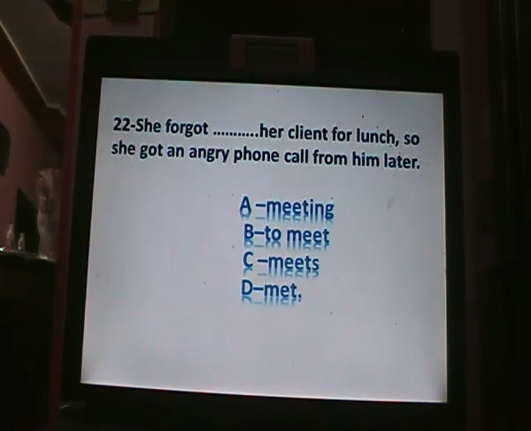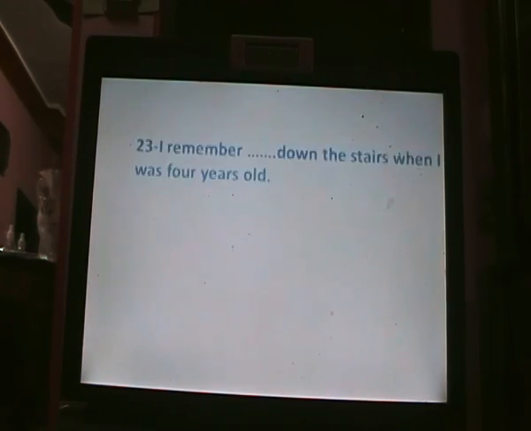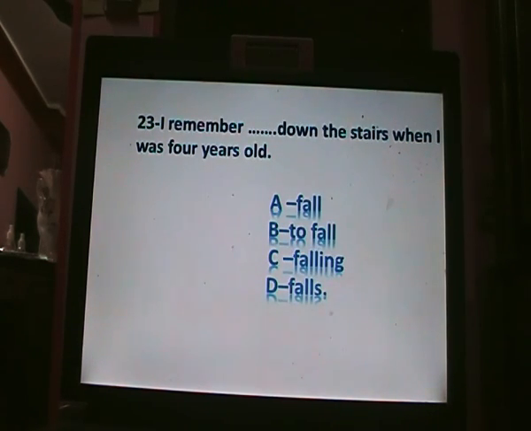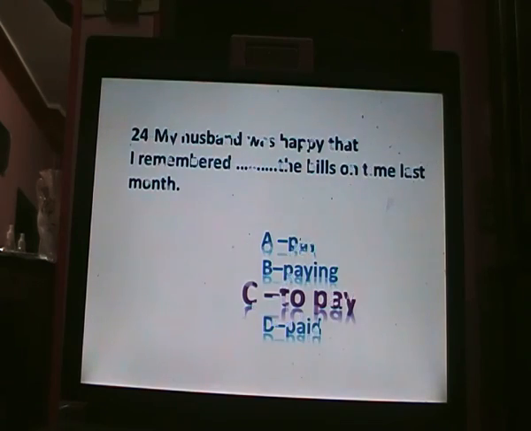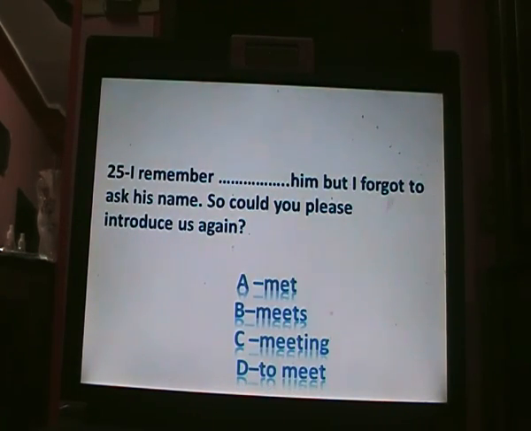She forgot space her clients for lunch, so she got an angry phone call from him later. I remember space down the stairs when I was 4 years old. My husband was happy that I remembered space the bells on time last month. I remember space him, but I forgot to ask him his name. So could you please introduce us again?